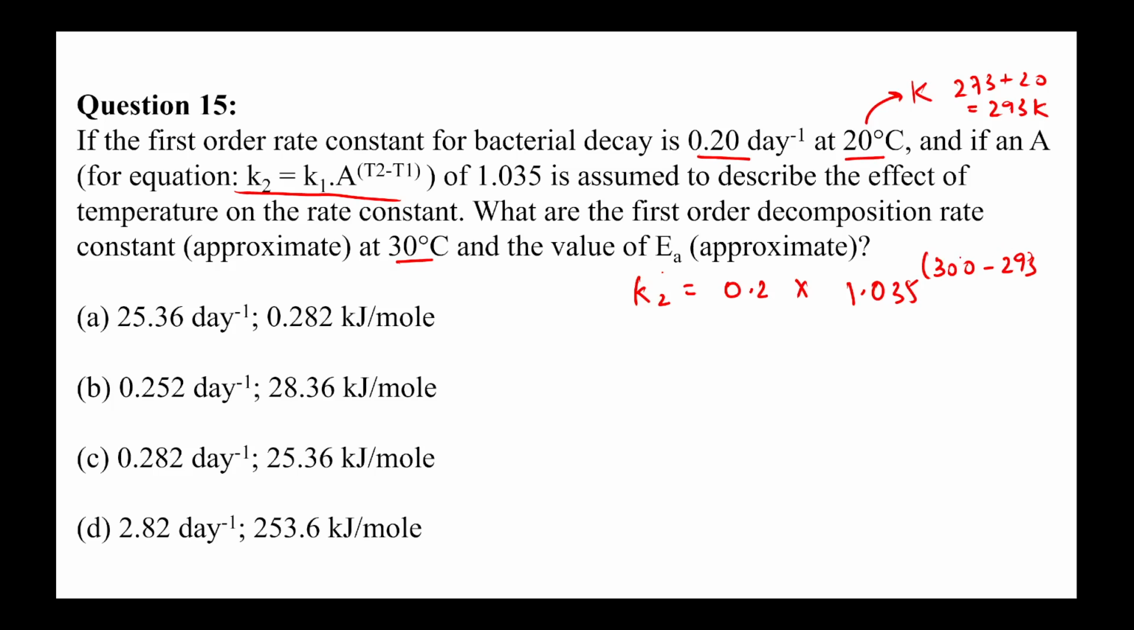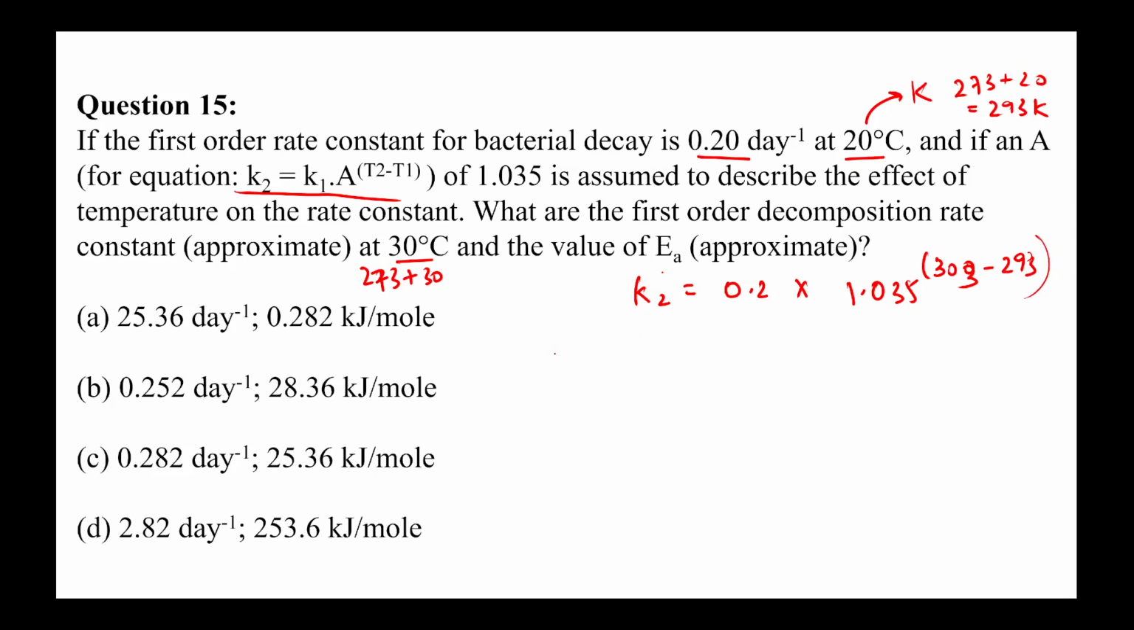Not 300, 273 plus 30. So this will be 273 plus 30. So this will be 303, right? So just solve this and you will get the K2.